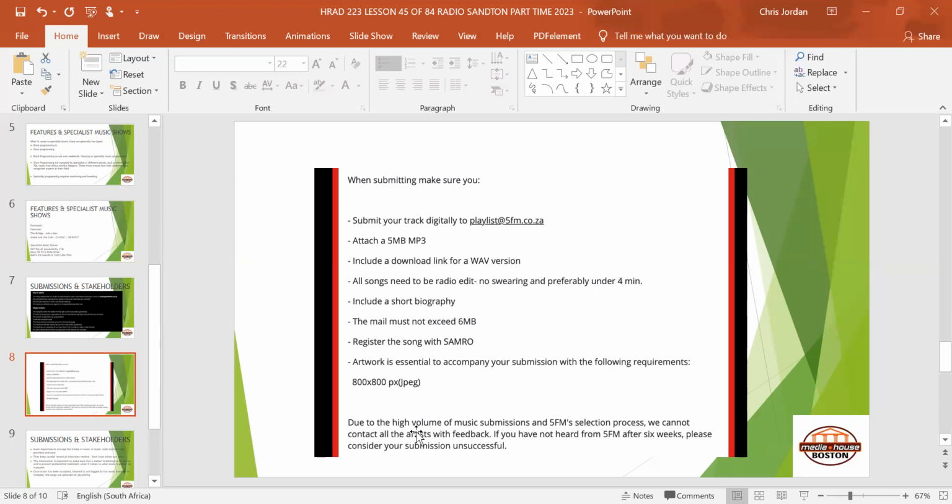So these rules that we're putting out there include a download link for a WAV version. The WAV version is considered to be higher quality because it is a bigger file at the end of the day. All songs need to be radio edit, no swearing. Again, include a short biography of yourself so that we can go check out maybe your profile online, right? Must not exceed 6 MB. Register the song with Samro.